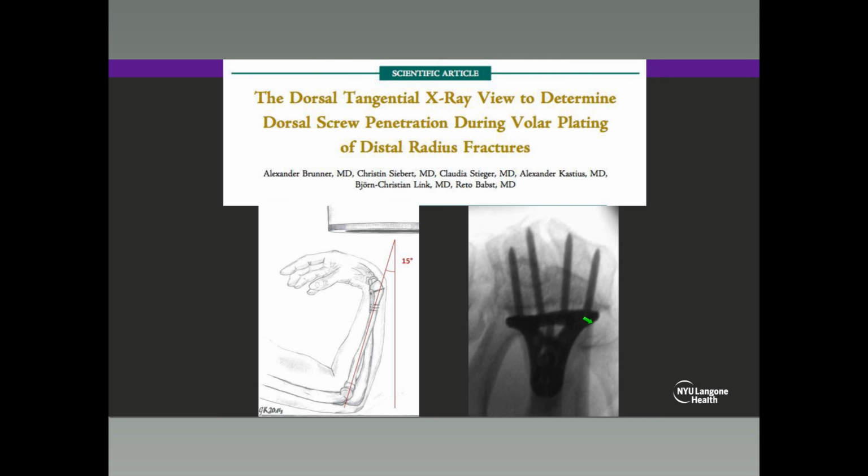And over here, you can see that the plate is placed on my volar surface, and I can see very clearly the dorsal cortex here, the most prominent point being the tubercle. And I can see if my screws have penetrated the dorsal cortex. If they are, then I can change them out at this point in the case. But not only that, I can also see into my sigmoid notch. I can see right here and make sure my screws have not entered and violated the DRUJ. And I really do like the view for that.